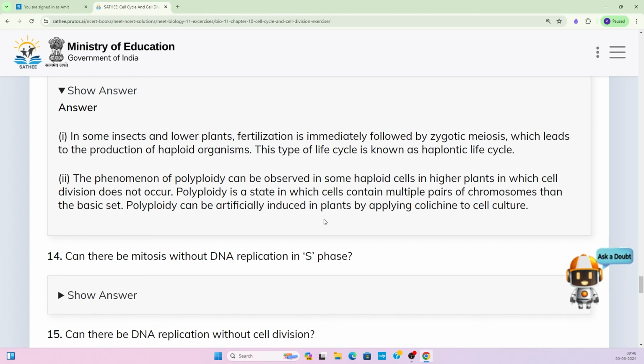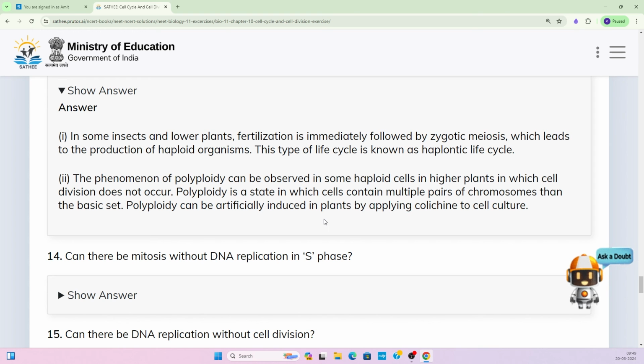So in some insects and some lower plants, after the fertilization, the zygote undergoes meiosis, which leads to the production of a haploid organism. This type of cycle is known as the haplontic life cycle, where the haploid cells are formed, because in some insects and some lower plants, the plant body is haploid in number. After fertilization, it becomes diploid. Now this diploid zygote undergoes meiosis to form 4 haploid cells. So that is the haplontic life cycle.